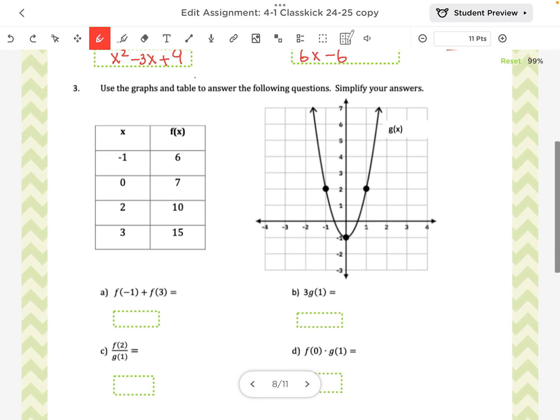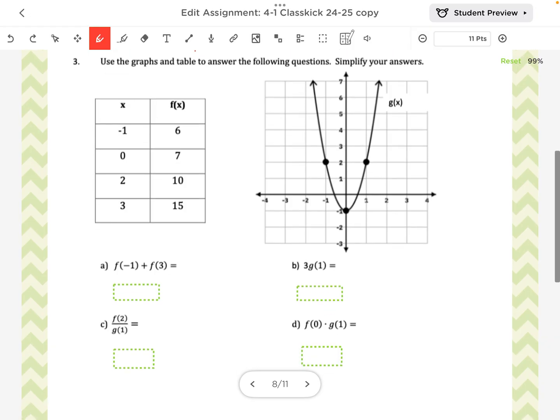Okay. And the last one is now we're working off a table and a graph. So the table is f of x, the graph is g of x. So from the table, it wants f of -1. So remember, this number is your x, so we want to find the matching y. So this number is 6, and then f of 3 is the 15. So we're going to do 6 plus 15, which gives me 21.